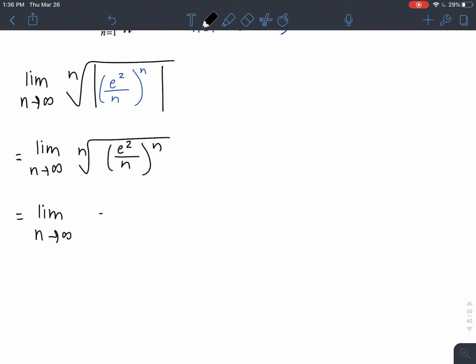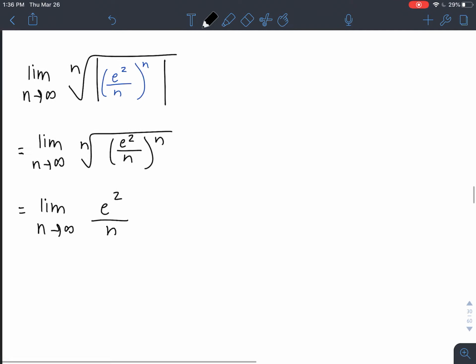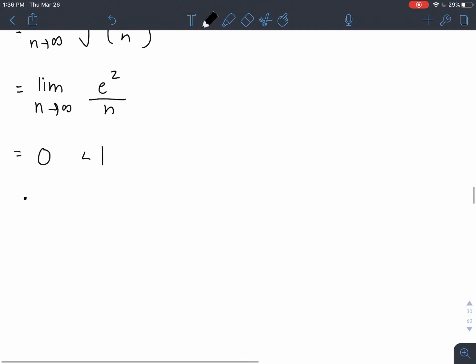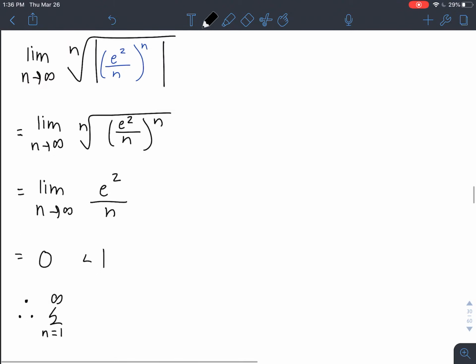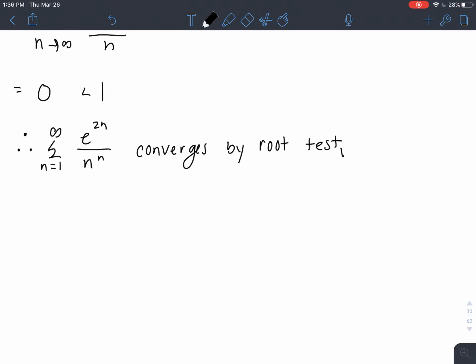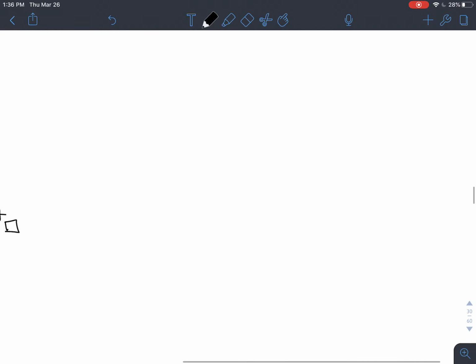Right, so the nth root of the nth power is going to cancel out, so this is going to become the limit as n goes to infinity of e squared over n. And remember, e is a constant, so e squared is also a constant, so as n goes to infinity, this thing is going to 0, which is less than 1. And because our limit is less than 1, our overall series, from 1 to infinity of e squared over n to the n power, converges by the root test.